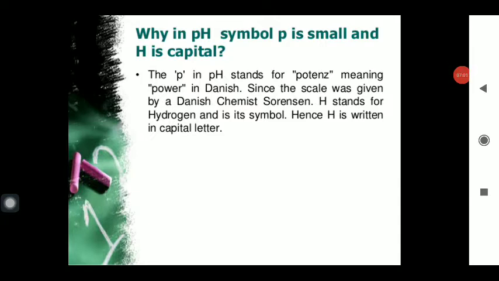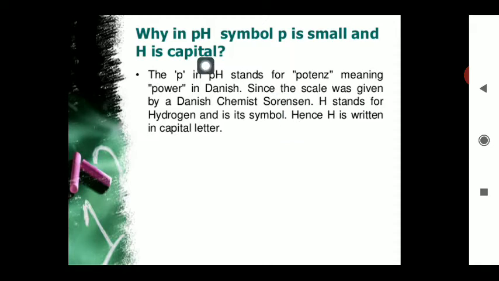One more curiosity you have to find out in the pH formula. What is the meaning of the term small p? In the pH scale, the p stands for protons. Protons stand for power, or you can say the percentage.